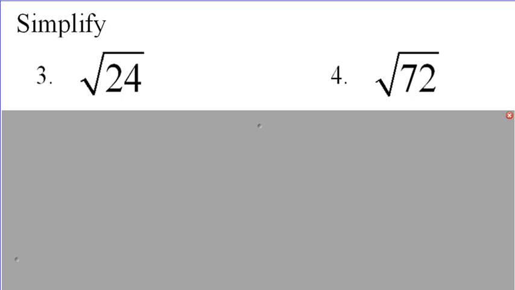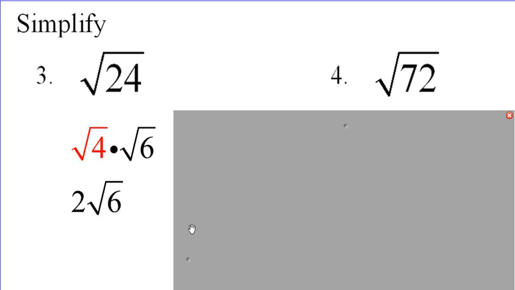For number 3, we want to simplify the square root of 24. We know 4 is a perfect square factor, and 4 times 6 is 24. We can simplify our square root of 4 to 2, so our answer would be 2 square roots of 6.